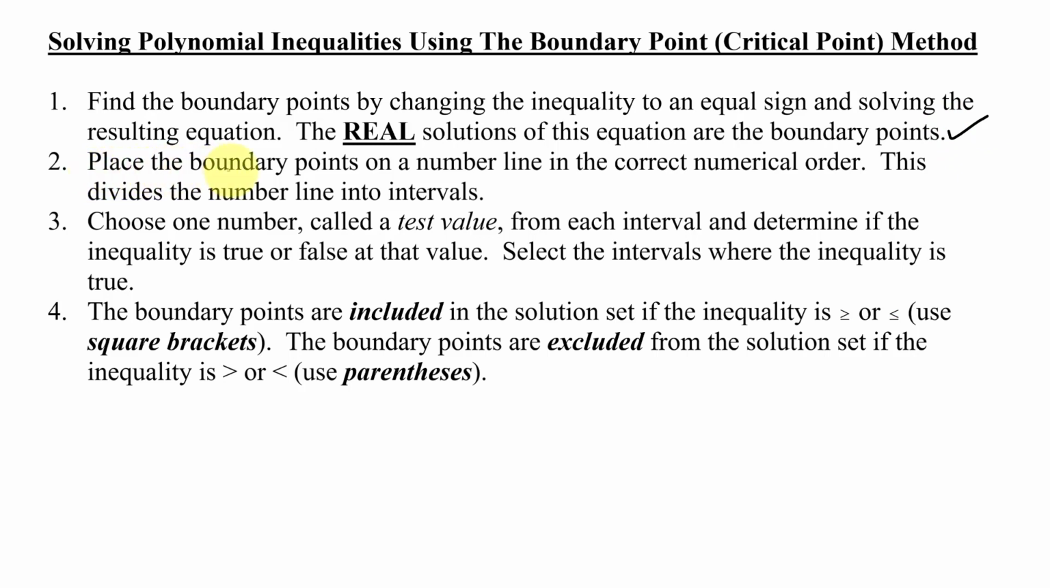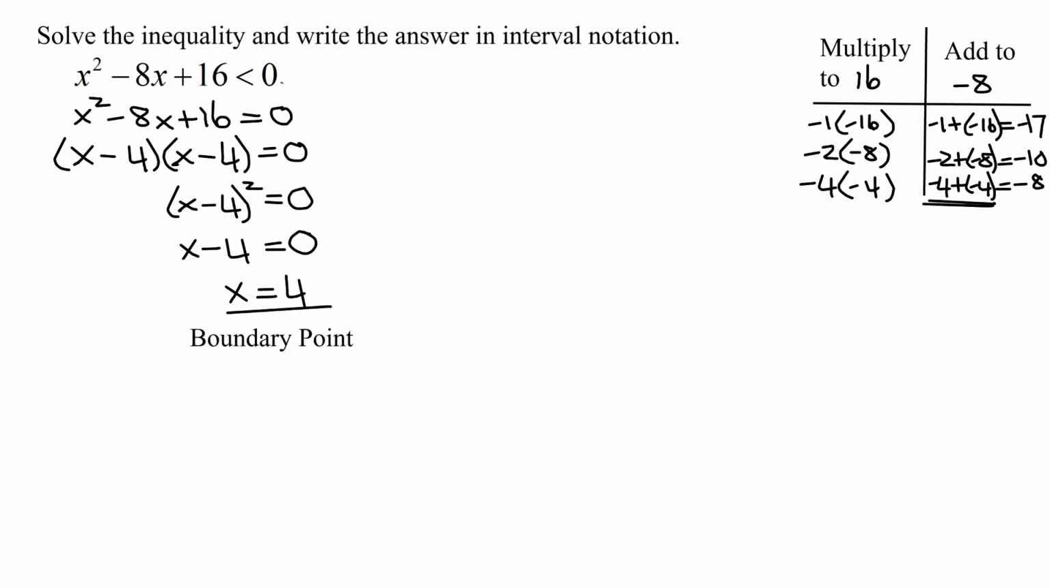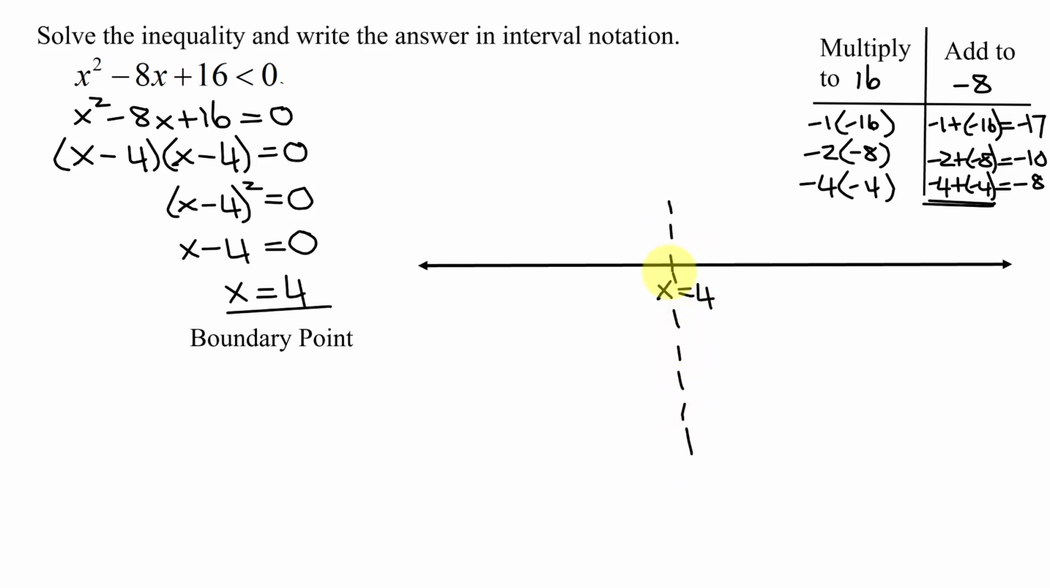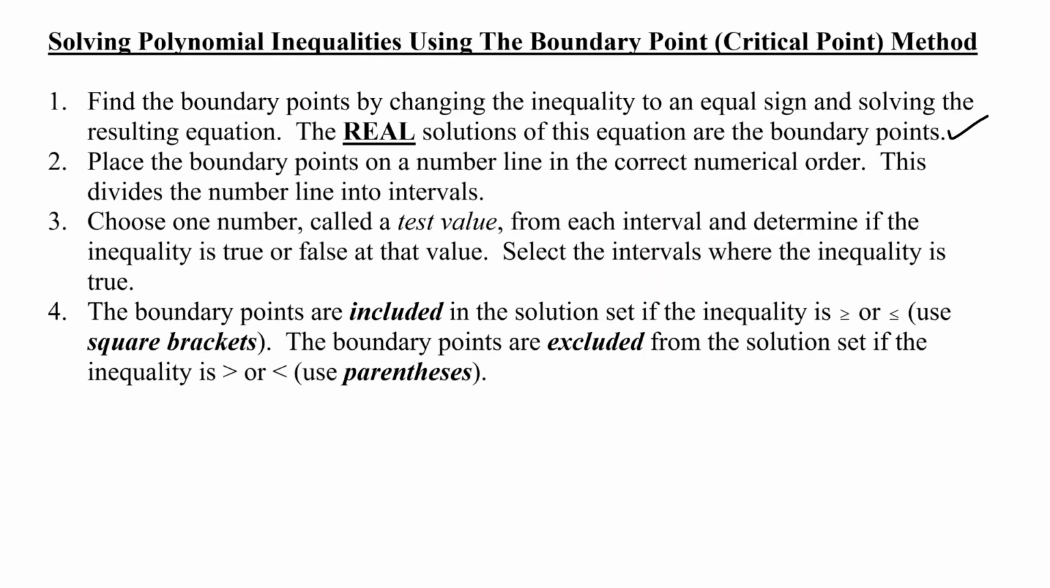Step 2 says place the boundary points on a number line in the correct numerical order. This divides the number line into intervals. So here is my number line. I need to put my boundary point of x equals 4 on the number line. It divides the number line into two different intervals. One that's less than 4 and one that's greater than 4. So I've now completed step 2.